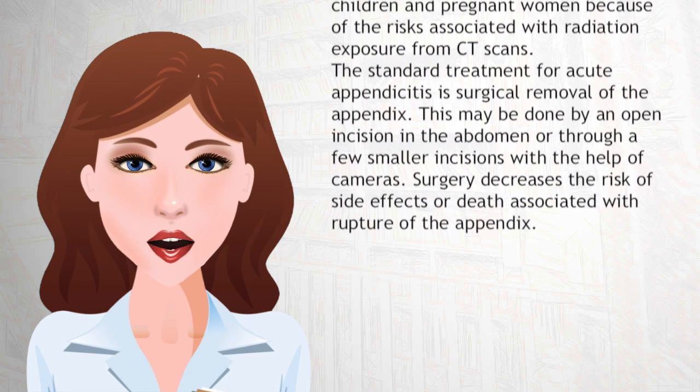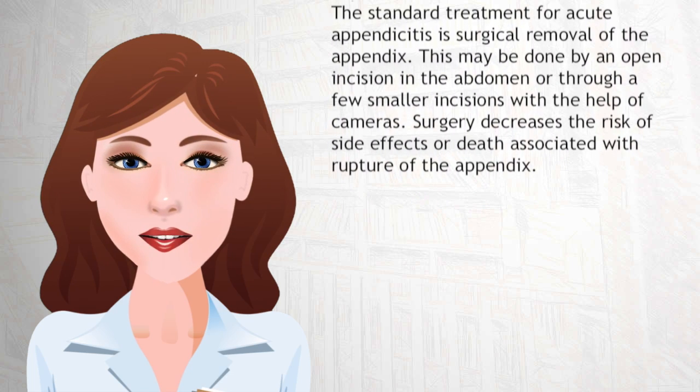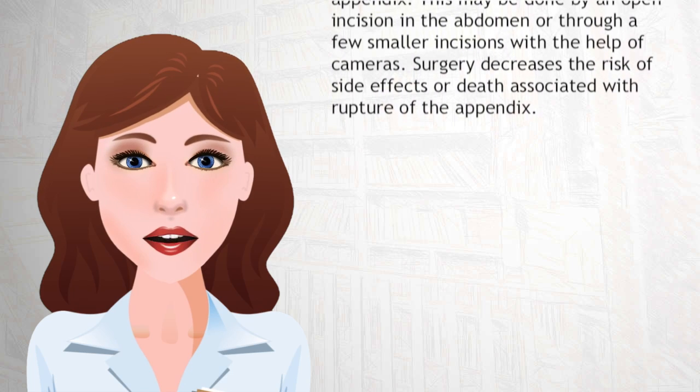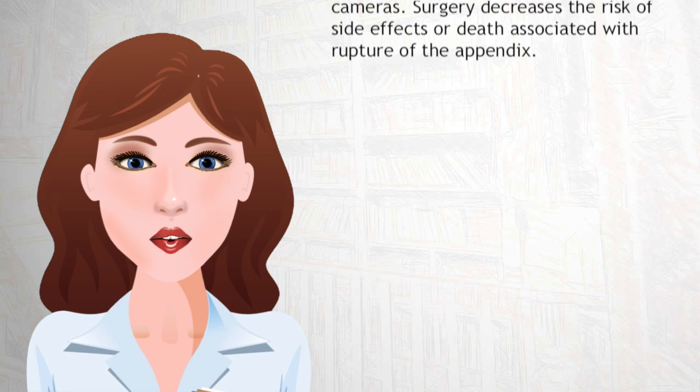The standard treatment for acute appendicitis is surgical removal of the appendix. This may be done by an open incision in the abdomen or through a few smaller incisions with the help of cameras. Surgery decreases the risk of side effects or death associated with rupture of the appendix.